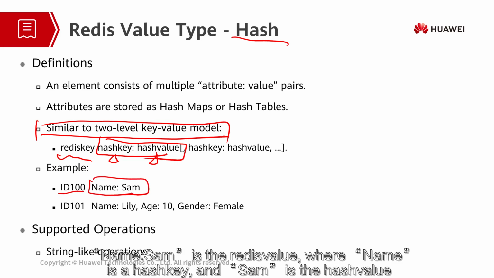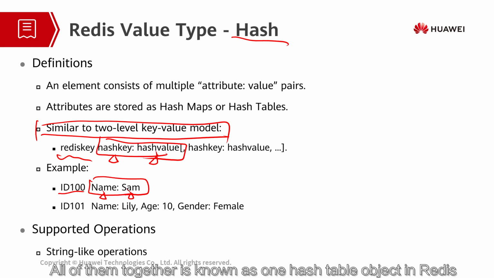Now, in the first example, ID 100 is the Redis key, and name column Sam is the Redis value, where name is the hash key and Sam is the hash value. All of them together is known as one hash table object in Redis.